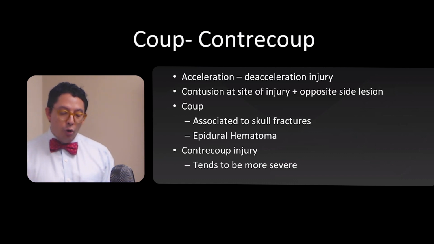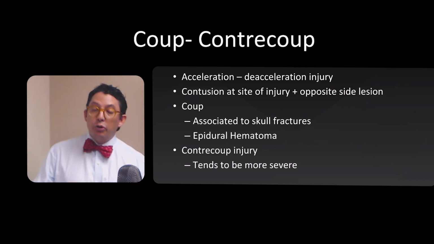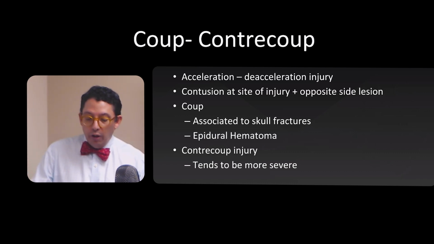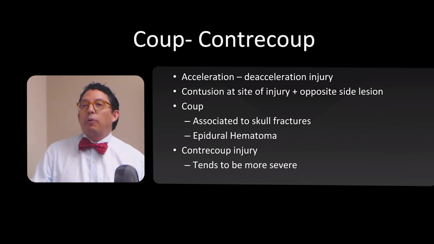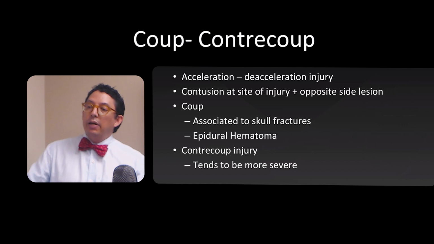The coup, which is the one that hit the floor, say, the direct hit, usually is associated with skull fractures, and skull fractures are associated with epidural hematomas, while the contrecoup is usually a parenchymal hematoma because of how the brain parenchyma hit the inner skull.